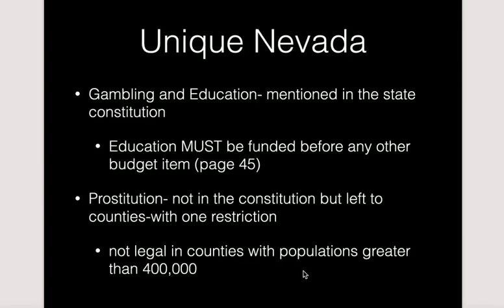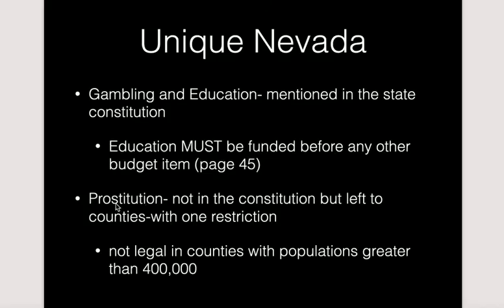And things that are unique to Nevada are gambling and education. This is mentioned in the state constitution: education must be funded before any other budget item. And I know what you're saying. Why is Nevada's education so low compared to all the other states if it's written in the Constitution? It basically says that it has to be funded. It doesn't tell how much. And we'll learn about that later, how low our funding is for education.